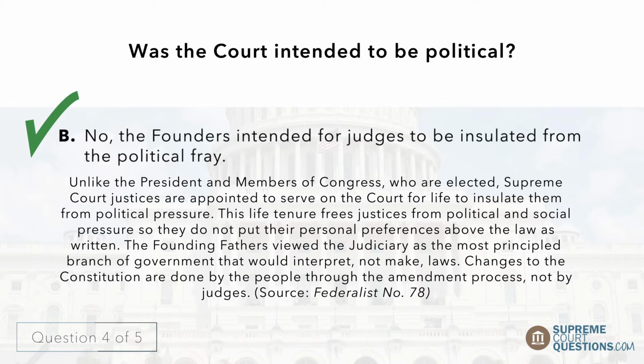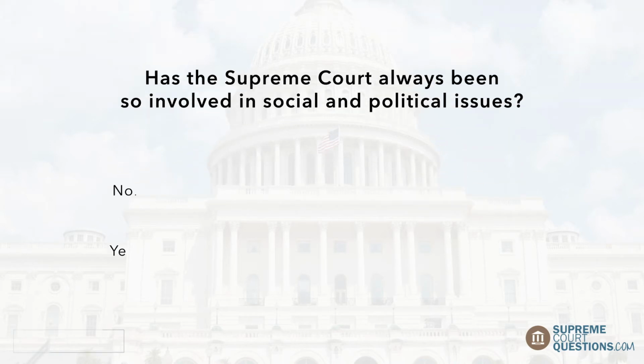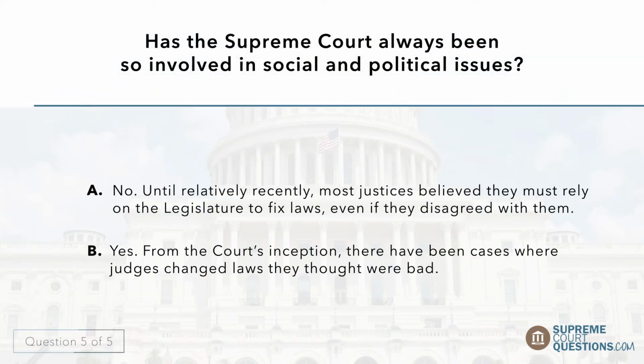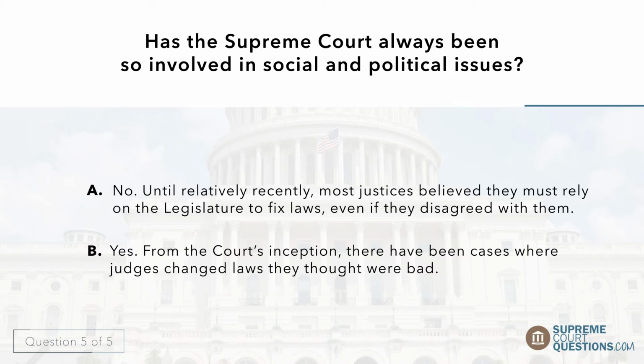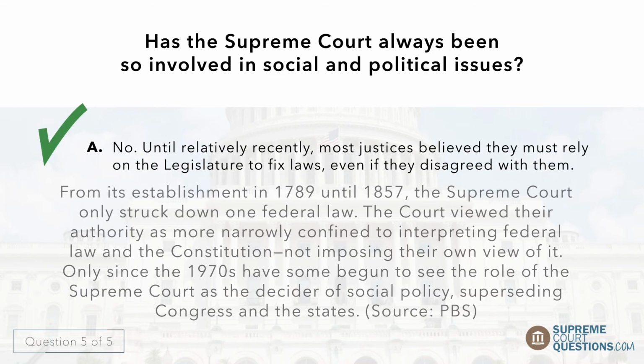Last question. Has the Supreme Court always been so involved in social and political issues? Select an answer. A. No. Until relatively recently, most justices believed they must rely on the legislature to fix laws, even if they disagreed with them. Or B. Yes. From the court's inception, there have been cases where judges changed laws they thought were bad. The correct answer is A.